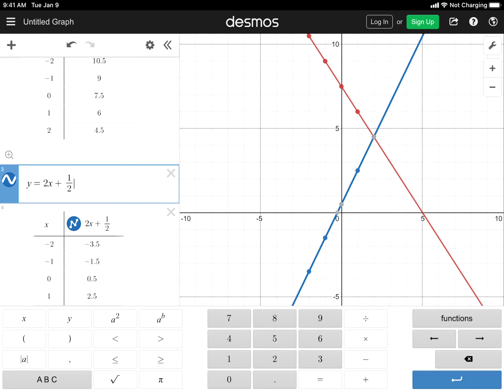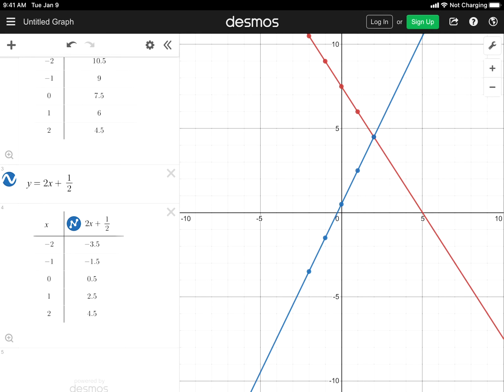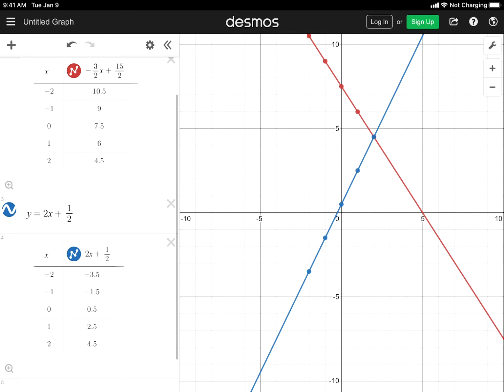And now I can take a look at this. If I look at my two tables, I can see that at 2, 4.5, I have a point for each of them, which is this point on the graph. So again, we can see 2, 4.5 is going to be our solution. So let's record that.